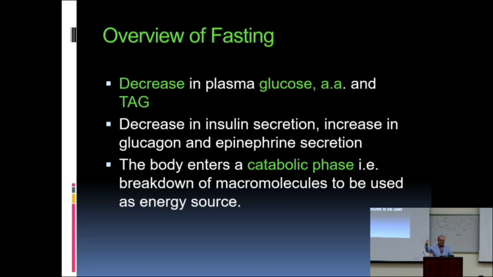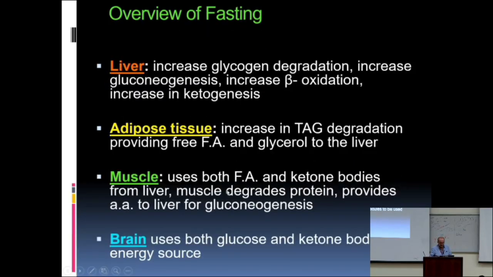What else is stored? TAGs. It'll break down TAGs, provide fatty acids as an alternative fuel. It will turn over, break down some protein to get amino acids so you can conduct gluconeogenesis using the carbon skeletons of these amino acids. So you are primarily in a catabolic phase where you're breaking large molecules into smaller molecules that the body needs to operate.